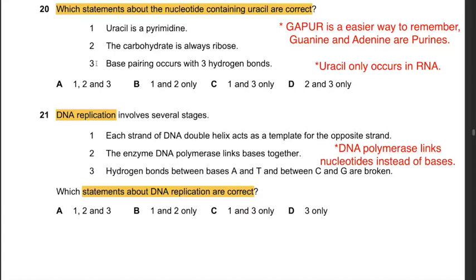1 and 2 is correct because yes, uracil is a pyrimidine as only guanine and adenine are purines, the rest are all pyrimidines. 2. The carbohydrate is always ribose. Yes, that is also correct as uracil is associated with RNA and not DNA. And the main component of RNA is nothing but ribose. Hence, the answer is 1 and 2 only, that is option B.